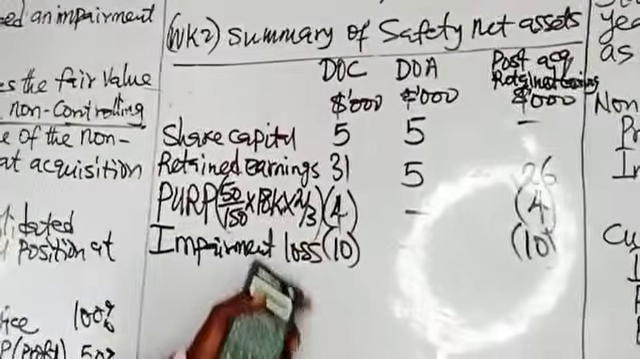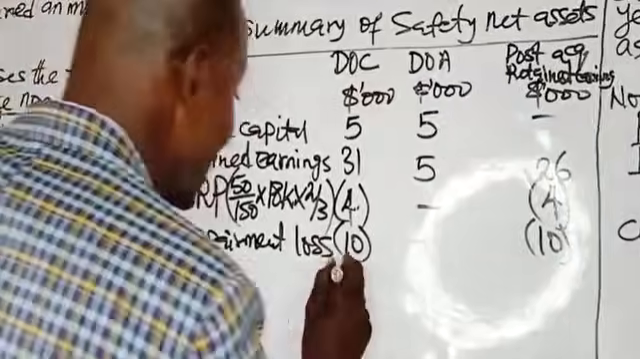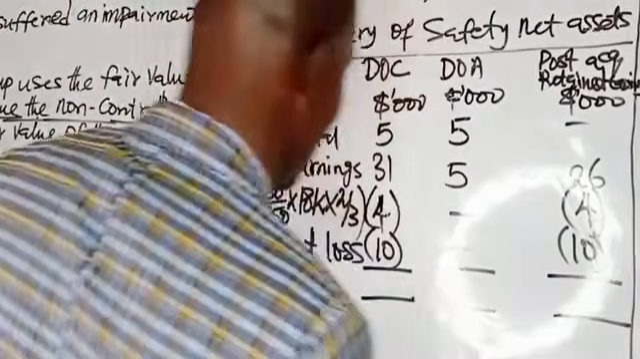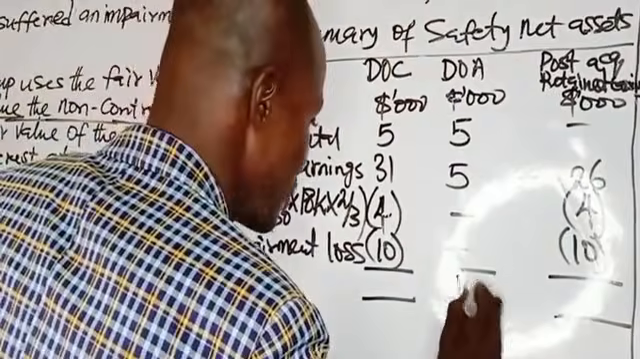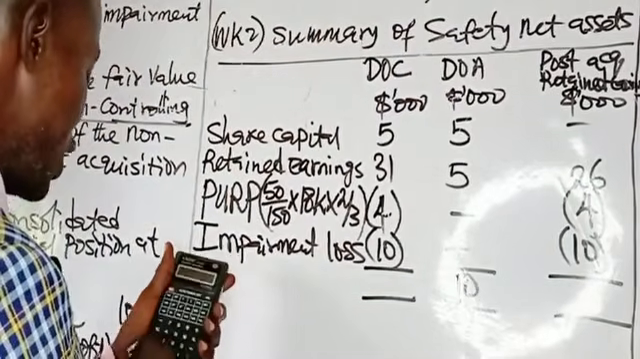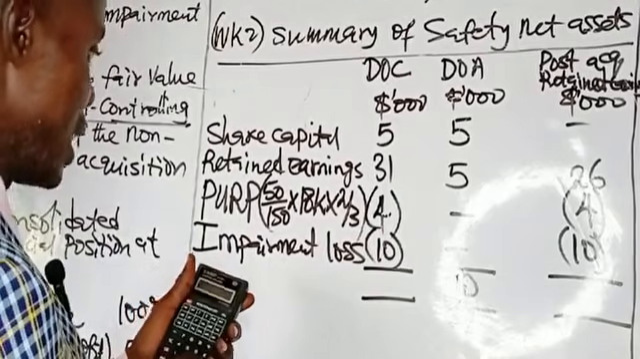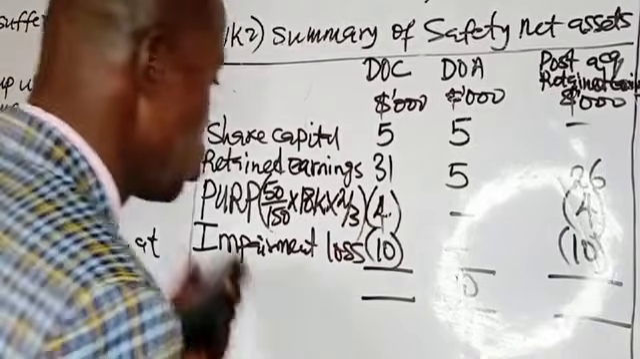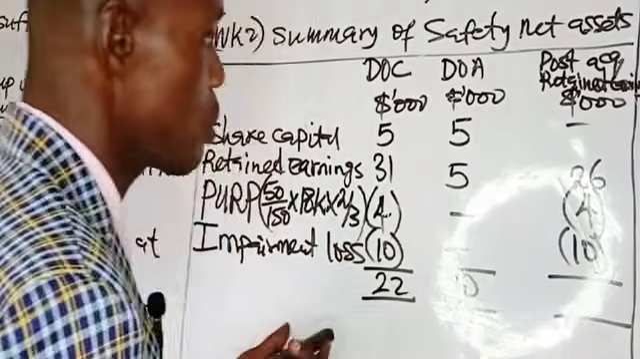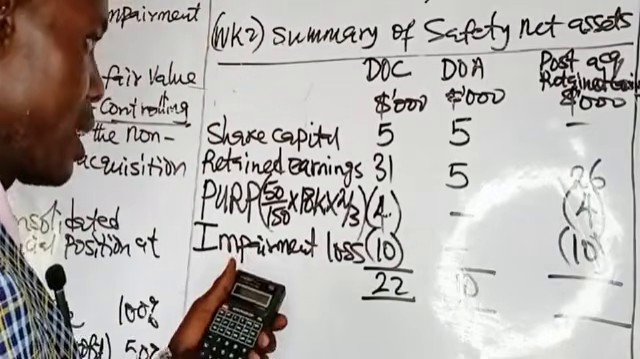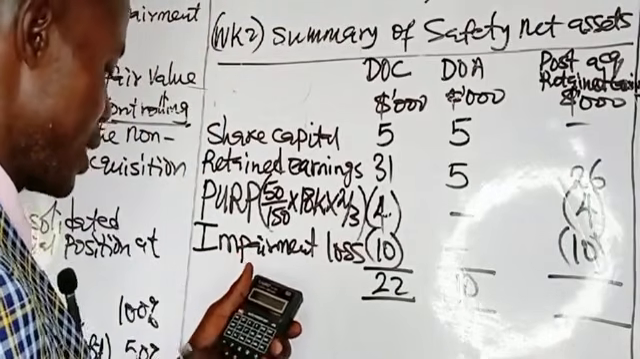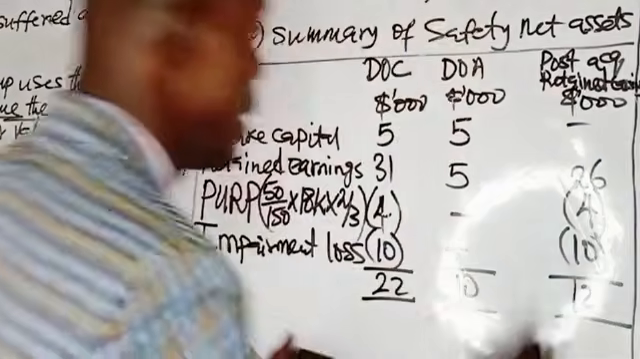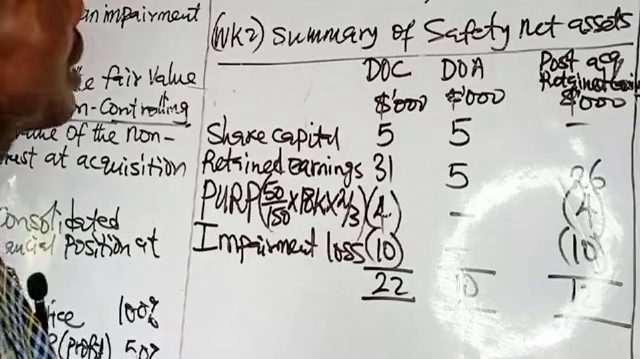So this is the summary of subsidiary net asset. Now let's cast it. So what is the total? So this is 10. 5 plus 31, that is 36. 36 minus 4 and 10 minus 14. We have 22. This is 26. 26 minus 14. Then we have 12. So this is the summary of subsidiary's net asset.